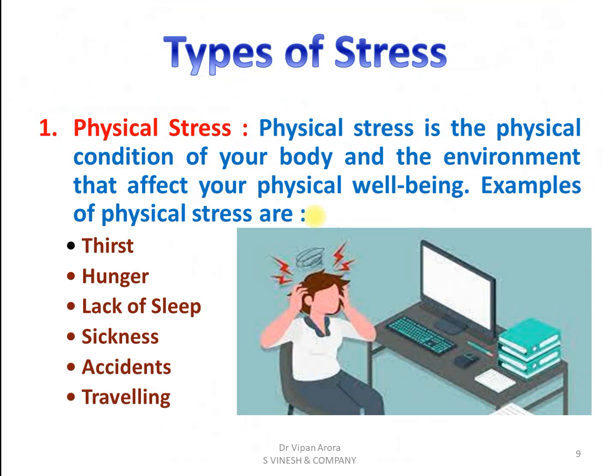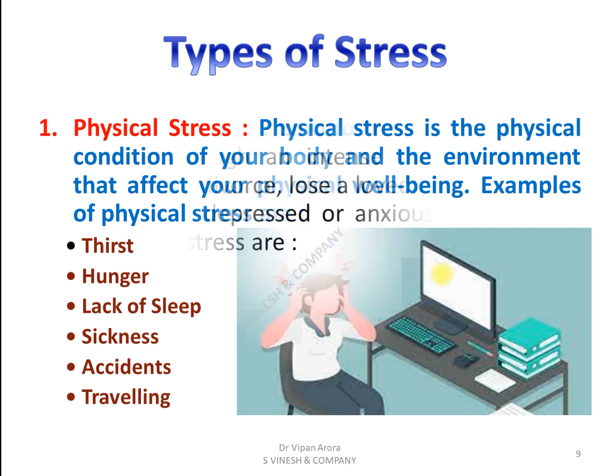Now, different kinds of stress. What are the different kinds of stress? First one is physical stress. It is a physical condition of your body and environment that affects your physical well-being, like thirst, hunger, lack of sleep, sickness, accidents. These are all kinds of physical stress.